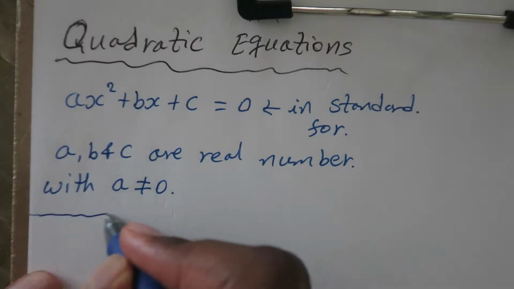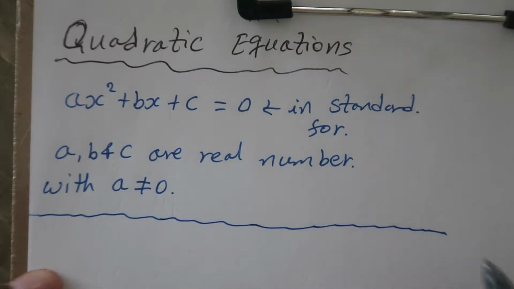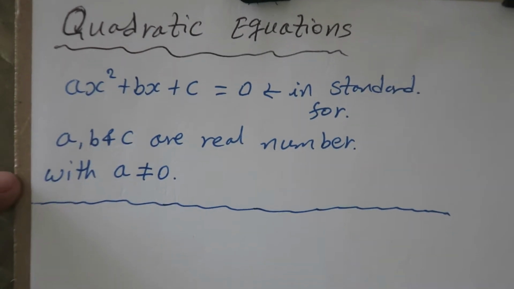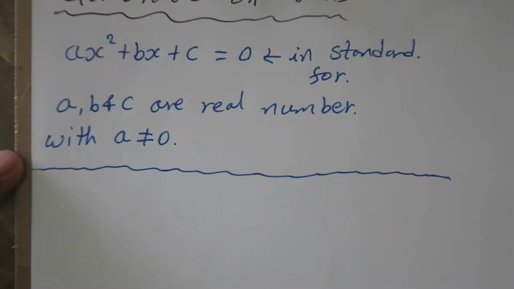For this class, we'll be using 4 different methods to solve a quadratic equation. We have factoring, quadratic formula, the square root property, and completing the square. We'll see each one of those one by one, but for this video, I'll be talking about the quadratic formula.